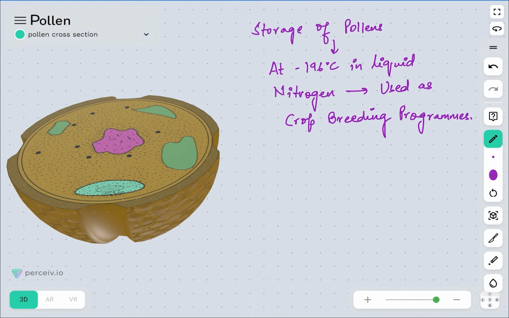So this was all about the information on the pollen grain that we have seen. We have seen its structure, internal and external, we have seen its advantages, and we have seen its disadvantages also.